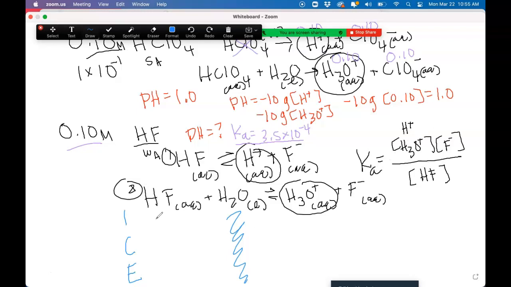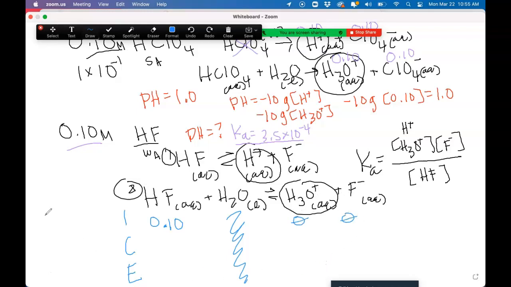This is 0.10. So now this is much different than what we had up here. We didn't even account for our initial concentration of HClO4 because it really doesn't exist in solution at all. Whereas weak acids do. In a weak acid solution, it is like 99% this and only a tiny bit of this. So initially we call these 0.